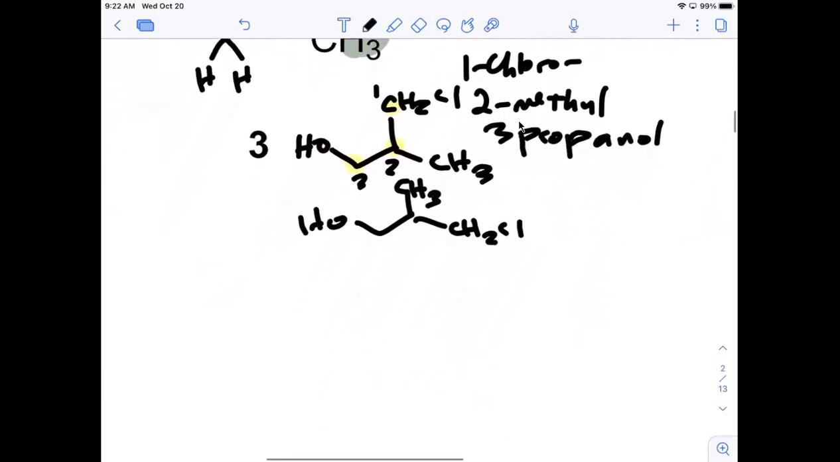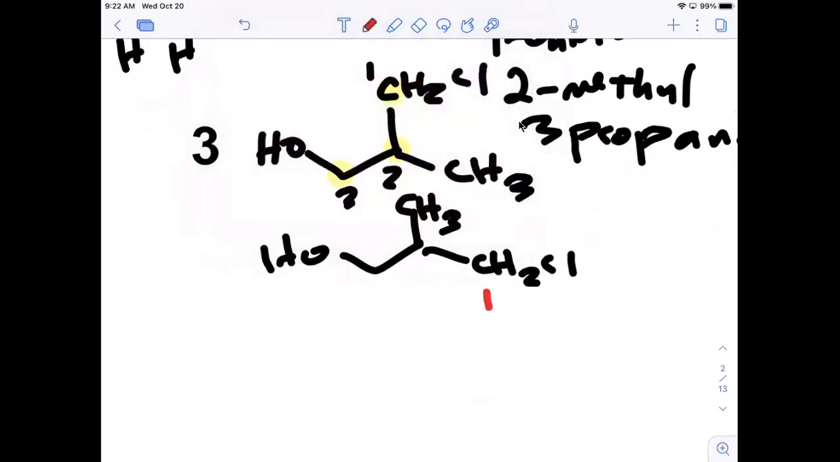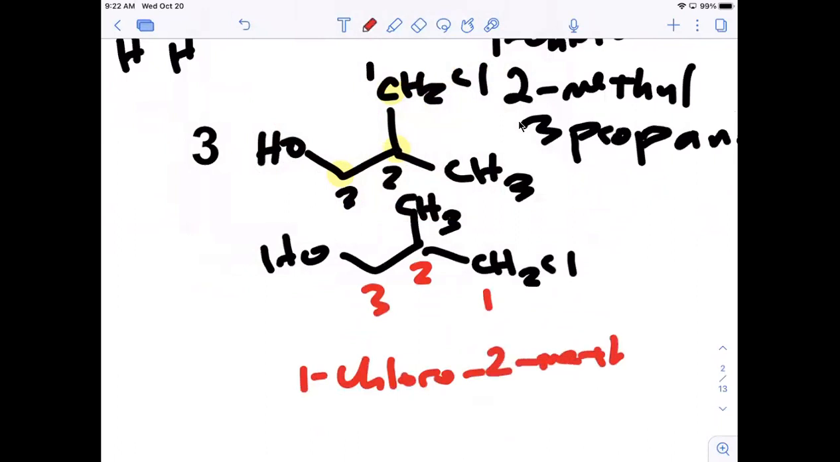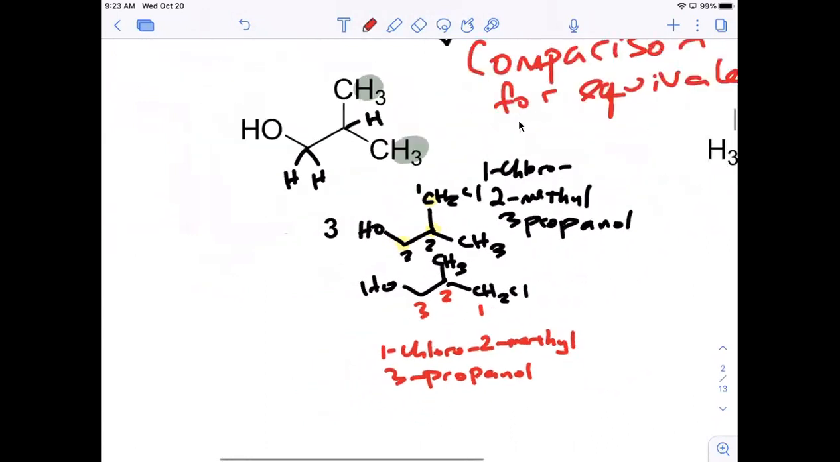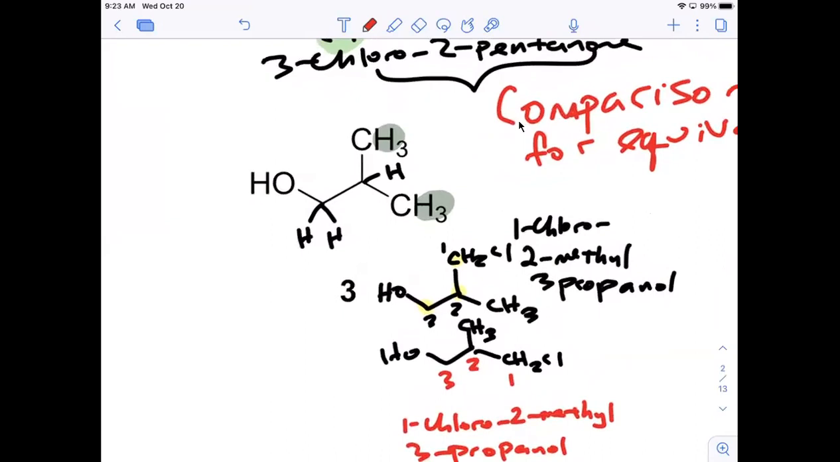Right? And same here. If you started counting here, this is going to be 1, 2, 3, exact same compound, right? 1-chloro, 2-methyl, 3-propanol. All right. So that's an easy test to see if those two are equivalent, and they are. You see that. So how many signals am I going to see for this?